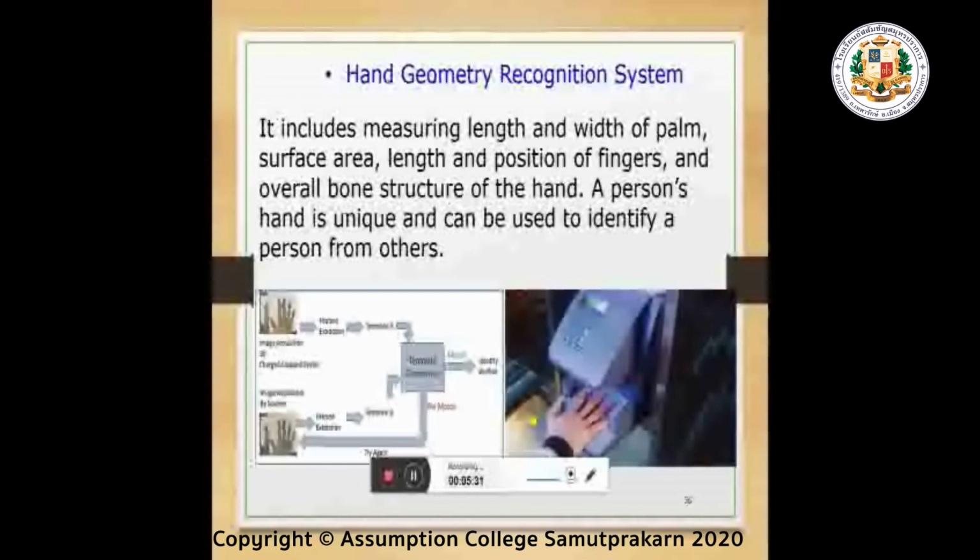Another is hand geometry recognition. The system will measure the length and width of your palm, and also the position of your fingers and bone structure. So a person will have a unique hand pattern that can be used to identify the person from others.